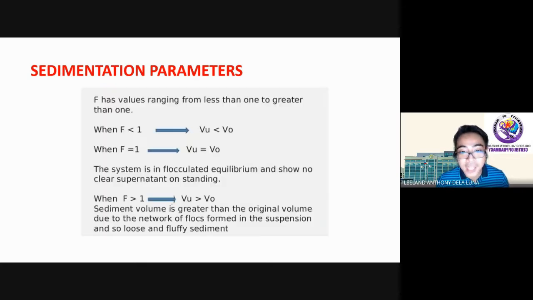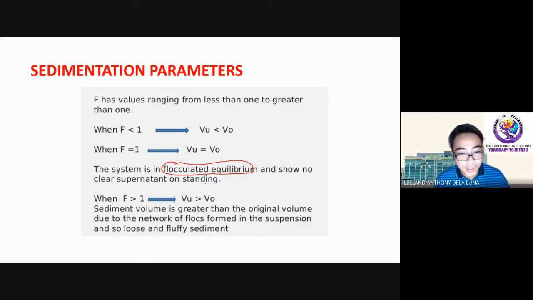Alright? Now, ano bang ina-indicate, class, ng value ng F? If F is less than 1, meaning, the volume of sediment is less than the total volume of the solution. But if it's equal to 1, class, then the system, okay lang din yun. It simply indicates, class, that the system is in a flocculated equilibrium.